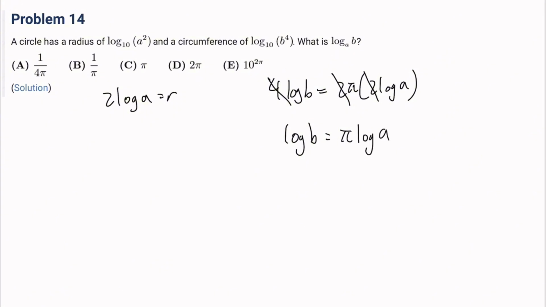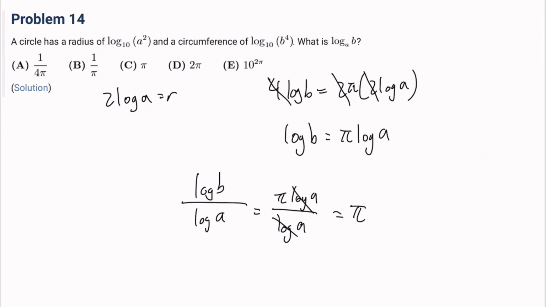So log a of b is log b over log a, which is pi log a over log a, right? So these two cancel, and this is pi. So this is the answer, it's C.